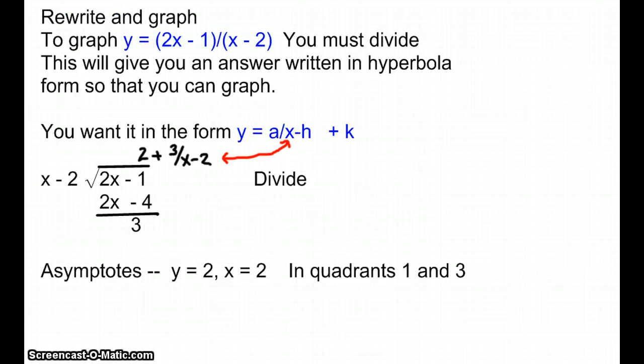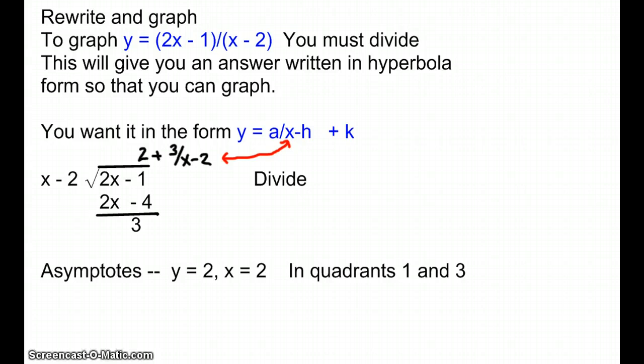Sometimes they ask you to graph these, and to graph y equals 2x minus 1 divided by x minus 2, you actually have to divide this out. You want it to be in a form that you recognize to graph. And there are only certain formulas that you know how to graph, right? A linear formula, a quadratic formula. Well, now you know the hyperbolic formula. That's what you want to graph. And remember, that is y equals a divided by x minus h plus k. When you divide these two binomials, you're going to end up with an equation in that form.